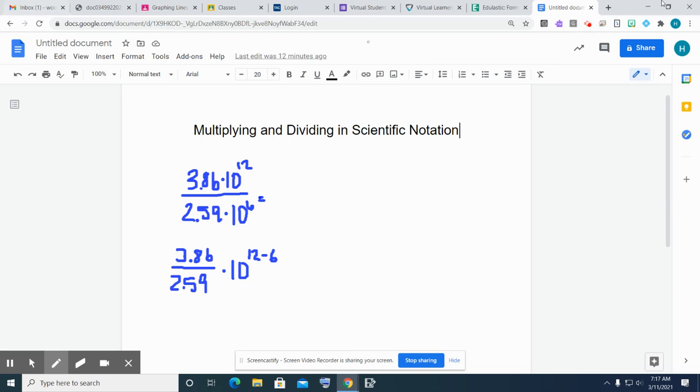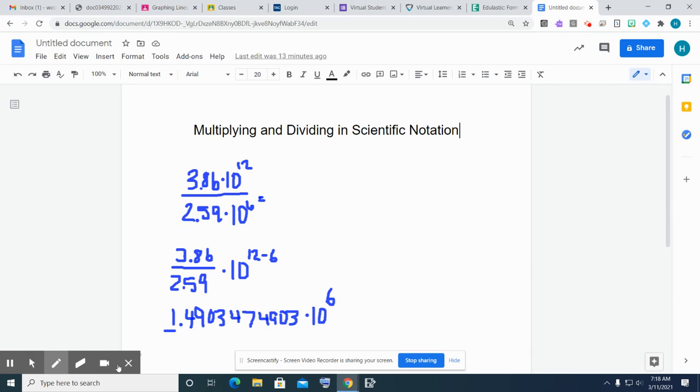Okay, so when we divide 3.86 by 2.59, we get 1 point, and this is a really long number, 4903474903. Okay, looks like it's going to be one of those numbers that repeats forever following this pattern. 490347490347. Okay, but we're going to stop there, times 10 to the power of 12 minus 6 is 6.